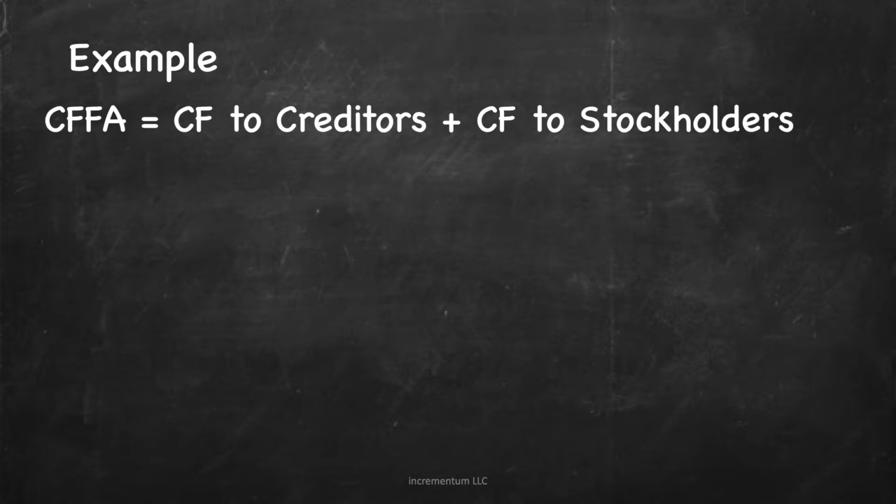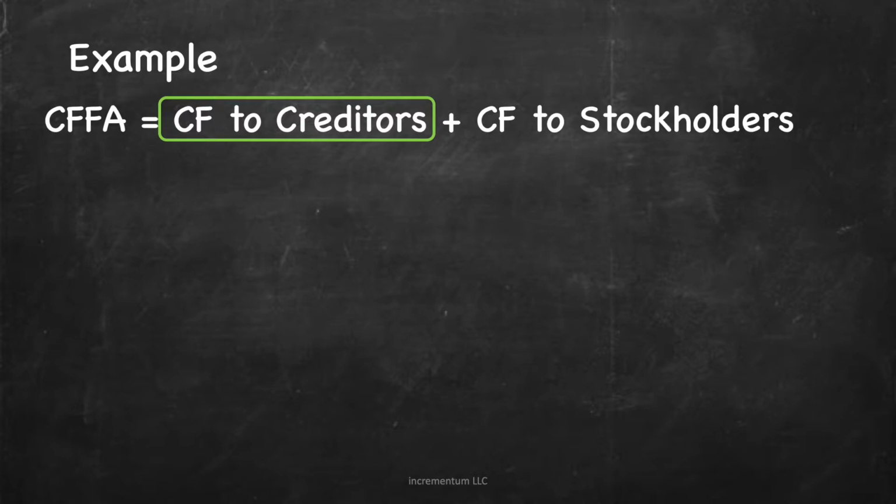If we look back at another equation that includes cash flow to creditors, we may think of cash flow from assets. One form of calculating cash flow from assets is cash flow to creditors plus cash flow to stockholders. If we're able to calculate cash flow from assets and cash flow to stockholders, then we can use algebra to calculate cash flow to creditors. So this could be a way to calculate our answer.